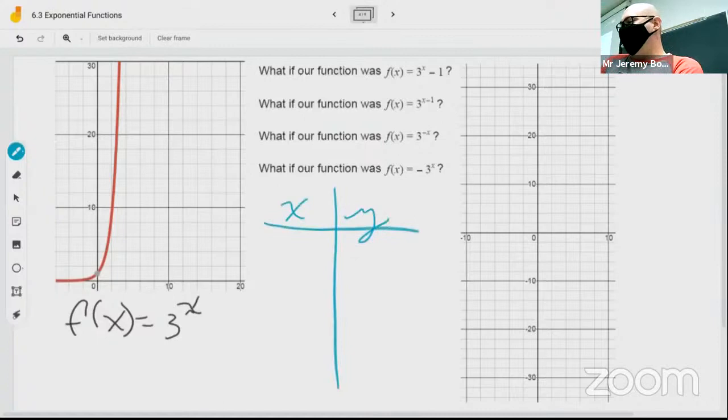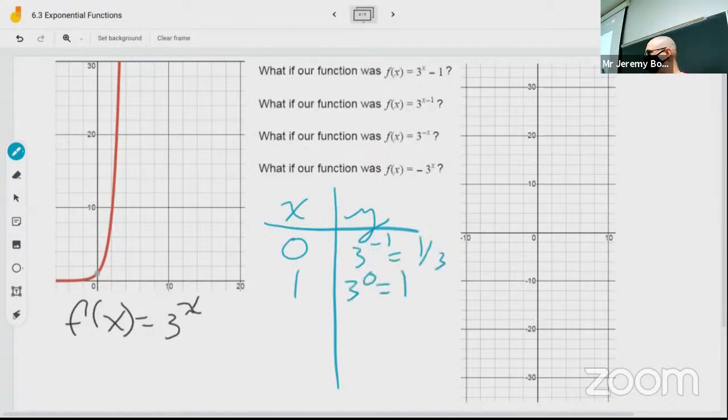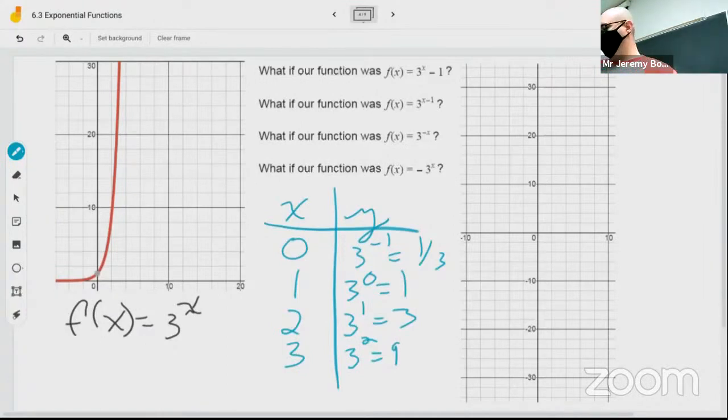So what if x is 0? It's going to be what? 3 to the negative 1, which is going to be 1/3. What if x is 1? It'd be 3 to the 0, which is 1. What if it was 2? It's going to be 3 to the 1, which is 3. And 3 would be 3 squared, 9. So what is happening to it?